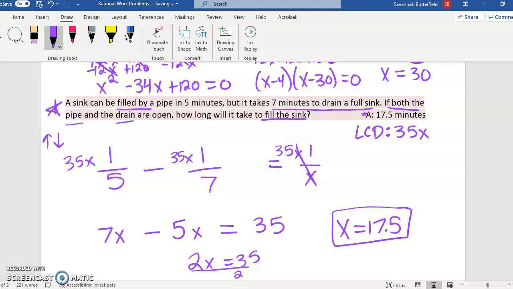So this last one especially make note of, because you need to see the relationship of are they working together or are they working against each other to figure out if you need to add them or subtract them. That's going to conclude the work problems.